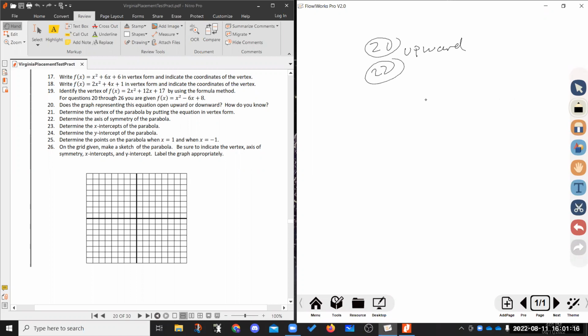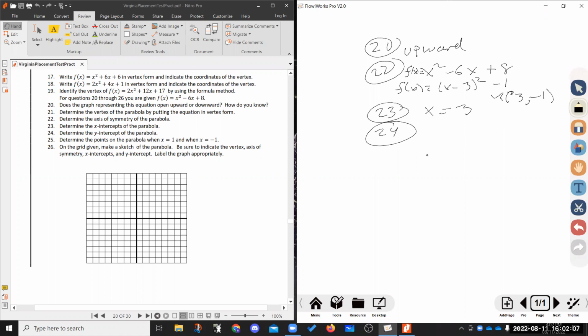22 asks us to determine the vertex of the parabola by putting the equation in vertex form. So we have f of x equals x squared minus 6x plus 8. The vertex form of that is going to be x minus 3 squared minus 1. Go ahead and do the steps to figure that out. And my vertex is going to be, first the axis of symmetry is x equals 3. Vertex is at 3, negative 1.